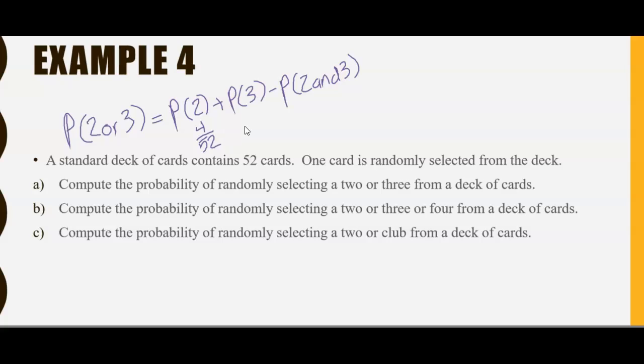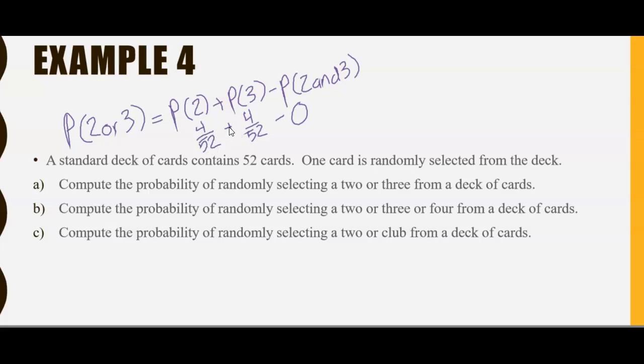Probability of a 3. Same exact probability. There's only 4 3s in a deck of cards. So 4 out of 52. And then minus the intersections. So this is where it's easy. There's nothing in a deck of cards that's a 2 and a 3. So there's no intersections whatsoever. So it's minus 0.